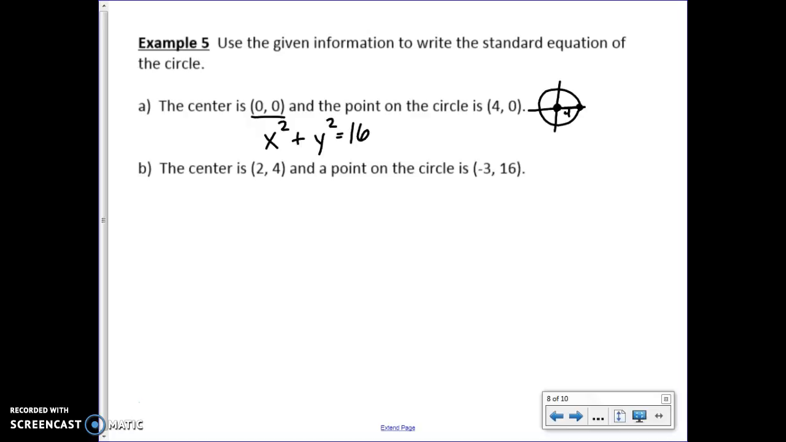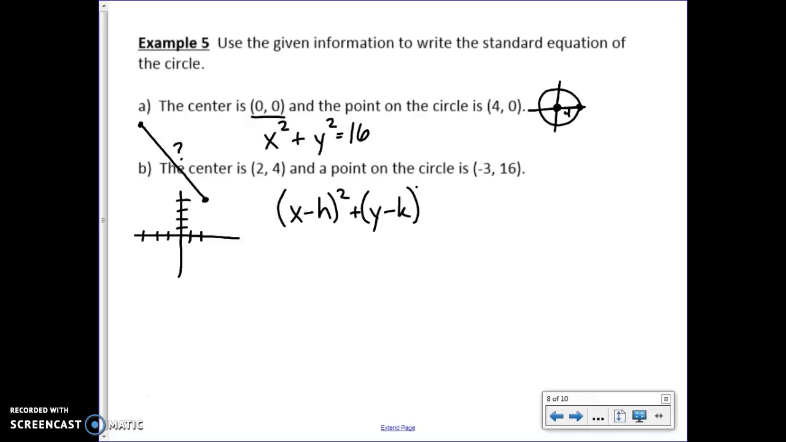16. This next one is a little more challenging, I think, because it tells us that our center is at 2, 4. And then a point on the circle is at negative 3, 16. And I'm just going to kind of sketch this. So the radius is this direction. So we don't know the length of this radius. So I'm going to use our formula here to help us.